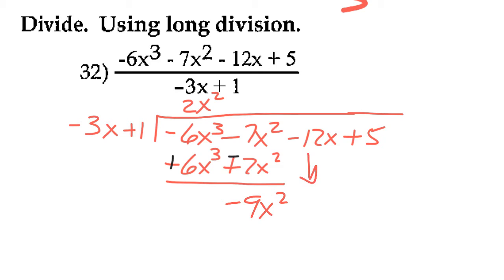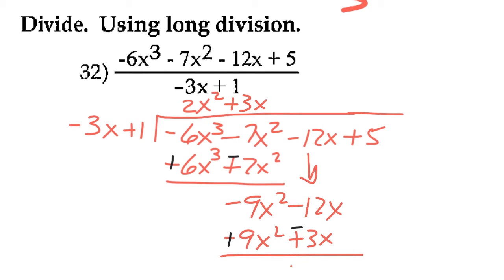Bring the next guy down. And we're ready to rinse and repeat, starting over. What do I take times negative 3x to get negative 9x squared? That would be positive 3x. Positive 3x times a negative 3x is negative 9x squared. Positive 3x times 1 is positive 3x. We will change the signs, and we will add down. We will get negative 15x. Bring the next term down, plus 5.